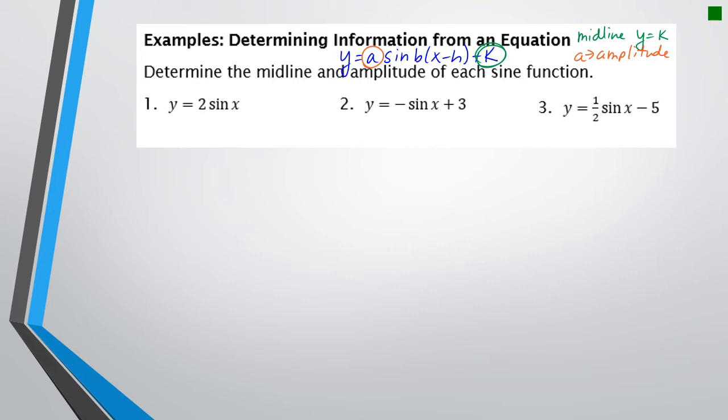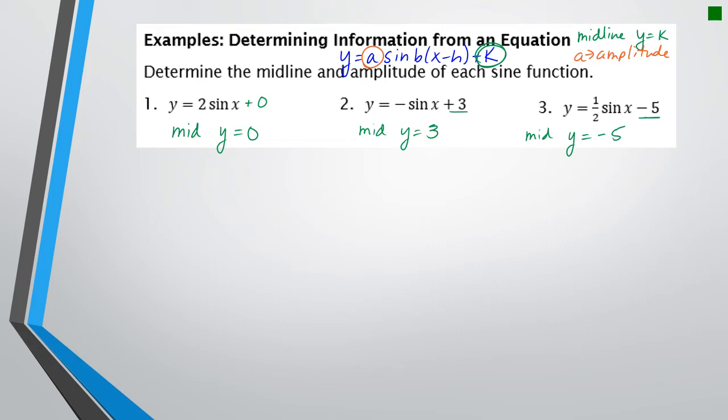So let's do midline first. We'll just go through all three of them and do midline. So for number 1, there is no k value. It would be like there's an invisible plus 0. So that would mean your midline would be y equals 0. For number 2, you have a k number, which is positive 3. So your midline would be y equals 3. And then for number 3, your k value is negative 5. So your midline would be y equals negative 5.